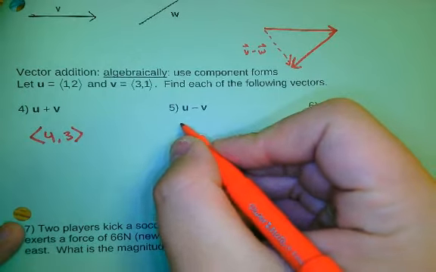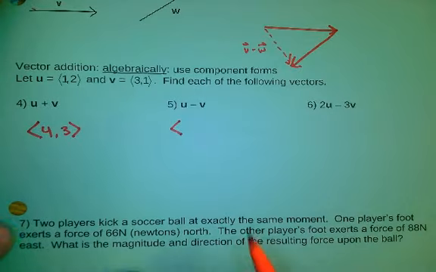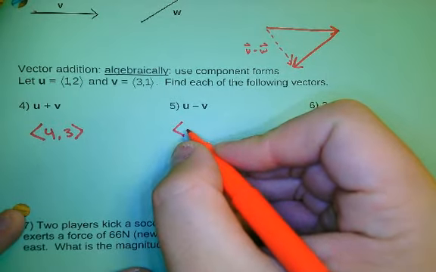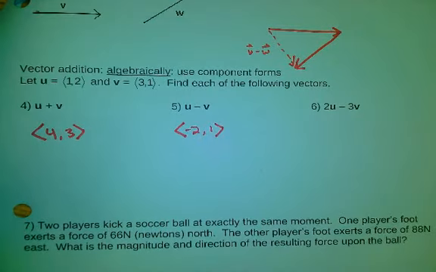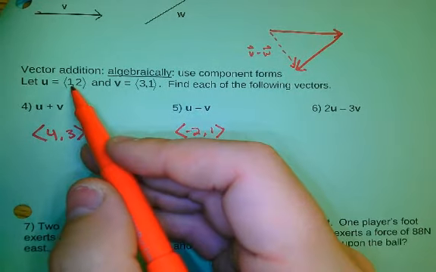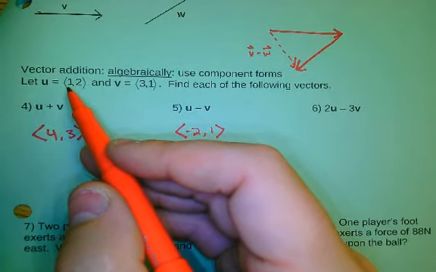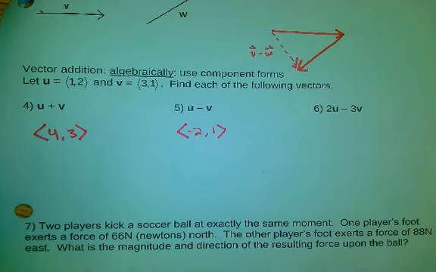What about 5? Now it's u minus v. No, so we're taking u first. You're correct the first time. We're taking u first, subtract 3, and then take 2 and subtract 1. Got it.